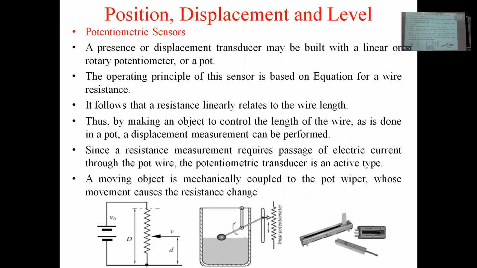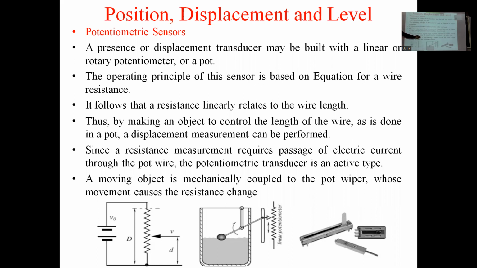Electrical output will change. So this is a potentiometric type of sensor. To enable its operation, an external voltage source is needed. The variable point or wiper, the point that varies, is directly mechanically connected to the object. So this is a potentiometric type of displacement sensor or position sensor.